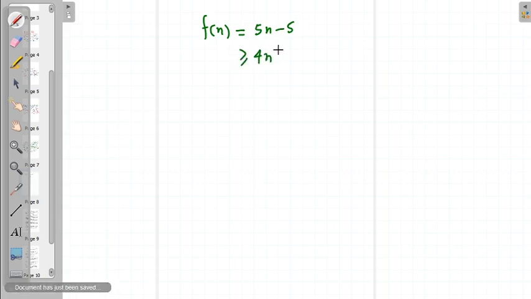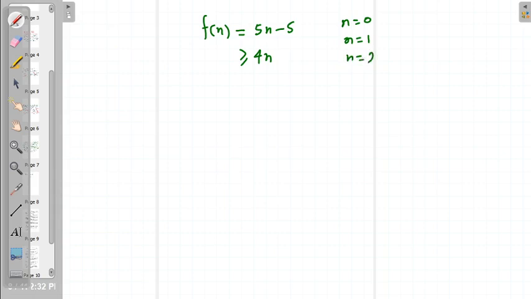Say this another example, if we take f(n) equal to 5n minus 5, so I can write that this is greater than or equal to 4n. If n equals 0, this becomes minus 5, greater than or equal to 0, not satisfied. So n equals 1: 5 minus 5 is 0, and this is 4 times 1, 4, not satisfying.